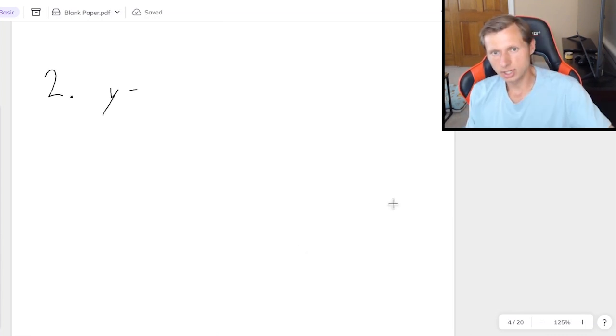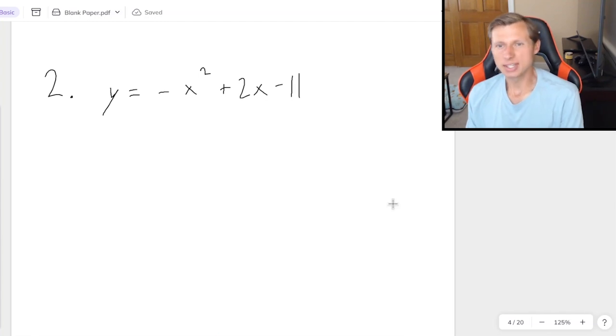So here's the next one. y equals negative x squared plus 2x minus 11. And I encourage you to try this on your own first before watching my solution. But I will warn you for this one, the square root is not going to be a perfect square. So if you get stuck on that part, that's fine. Just get as far as you can and then unpause the video to watch my solution.